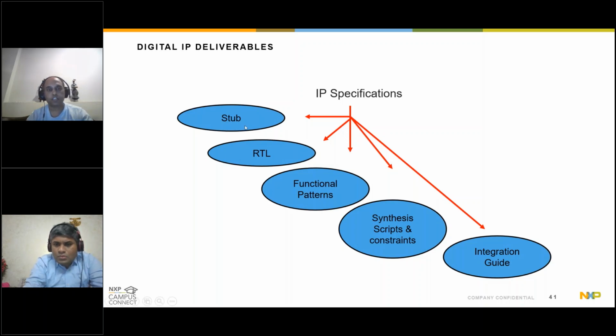So one is a stub. A stub is nothing but defining the pinout of the IP. RTL is the actual functionality. Then functional patterns. Whosoever is building the IP will verify that IP in isolation using a certain set of functional patterns, and he will also enable those functional patterns for next level abstraction use.